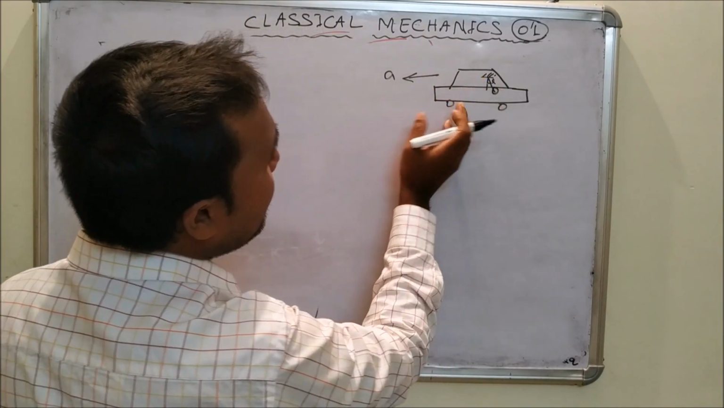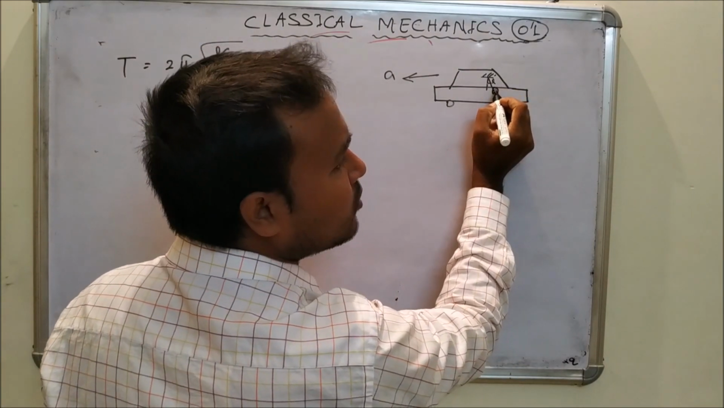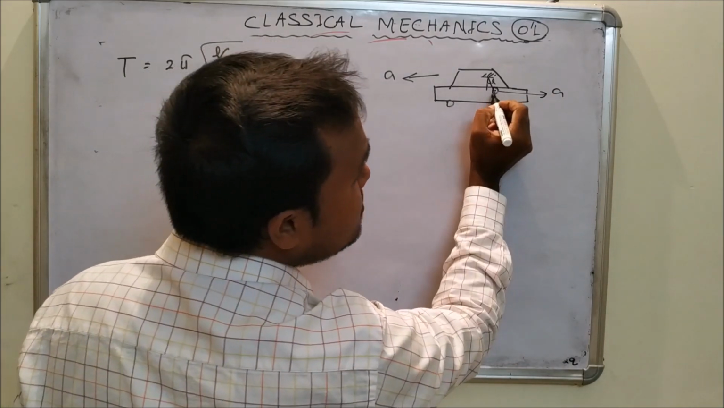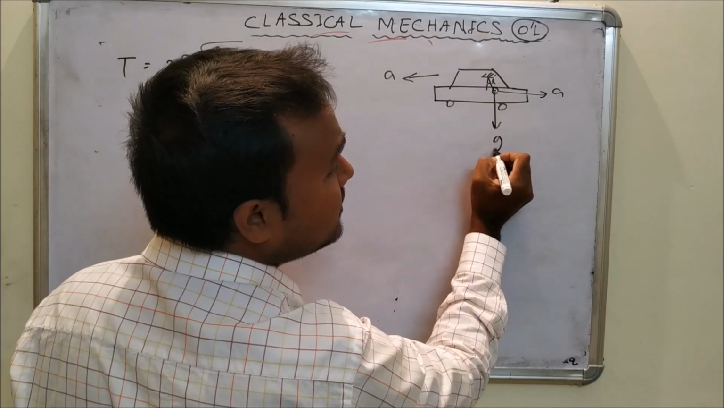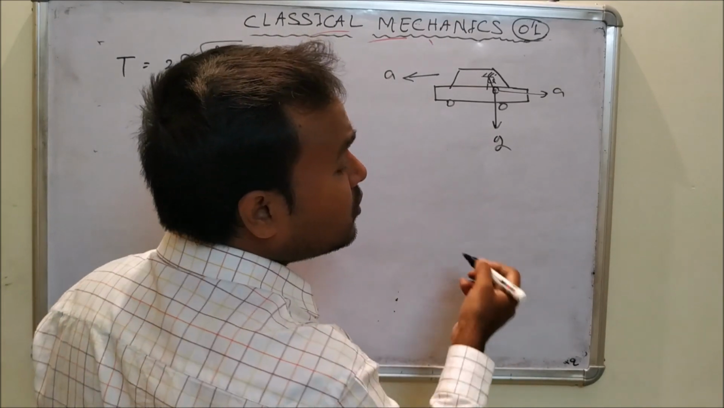When the car is moving along this direction, this pendulum bob will feel an acceleration along this direction, right? And also this bob will feel an acceleration due to gravity, g. But what will be the effective g? What will be the time period?